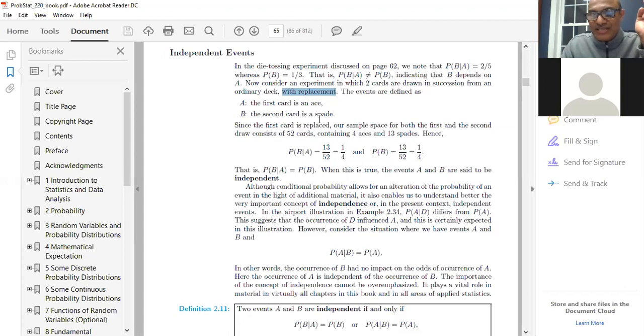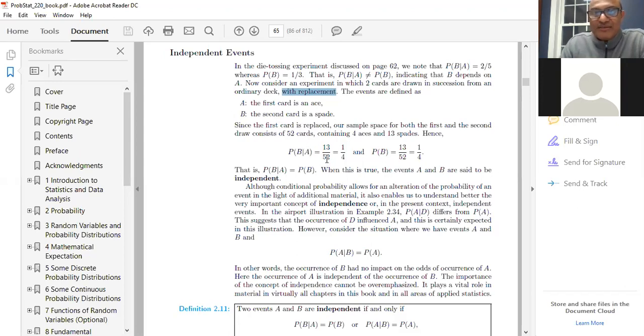So that's why you can say that you have 1 out of, yes, probability of B given A, right? So that is equal to B intersection A divided by probability of A. So it is probability of A, as I told you, that is equal to 1/52.